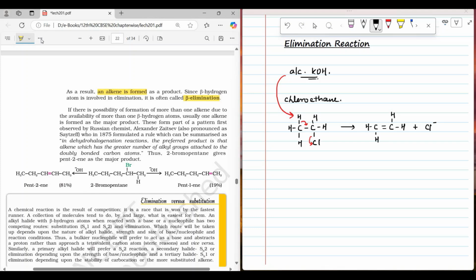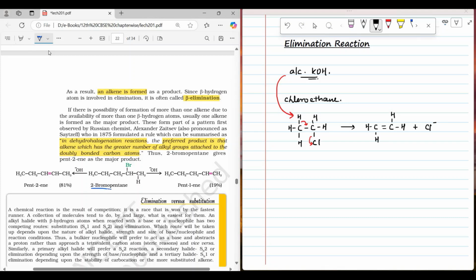This forms part of a pattern first observed by the Russian chemist Alexander Saytzeff, also pronounced Zaitsev, who in 1875 formulated a rule which can be summarized as: in dehydrohalogenation reactions, the preferred product is that alkene which has the greater number of alkyl groups attached to the doubly bonded carbon atoms. Thus, 2-bromopentane gives pent-2-ene as the major product.